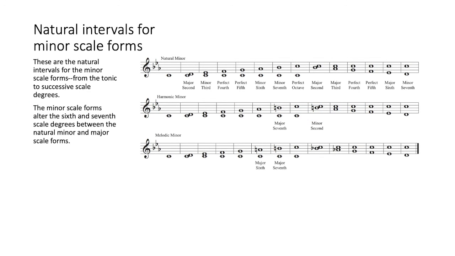The natural intervals for minor scale forms. These are the natural intervals for the minor scale forms, from the tonic to successive scale degrees. Note that the minor scale forms alter the 6th and 7th scale degrees between the natural minor and the major scale forms.